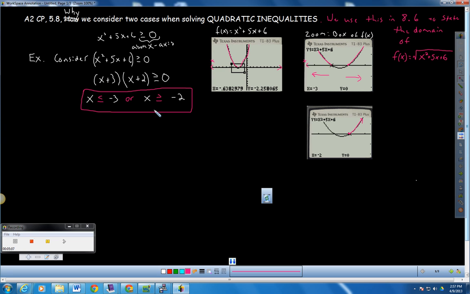So hopefully you have a better understanding now of how to solve a quadratic inequality, other than me just telling you something and expecting you to believe me.